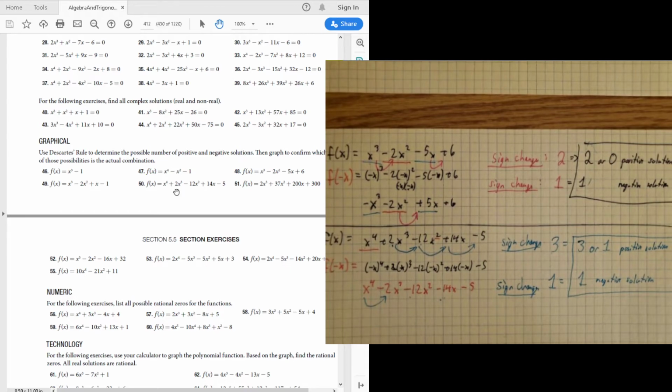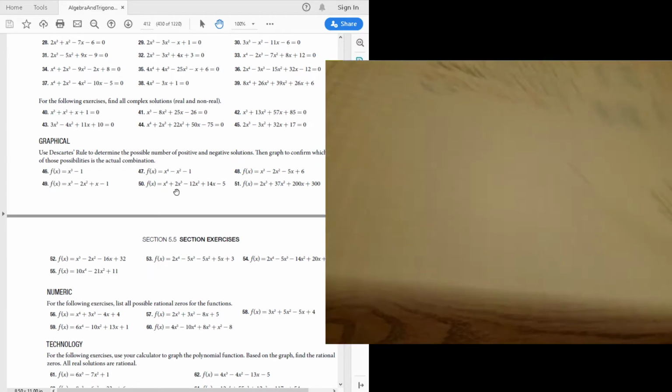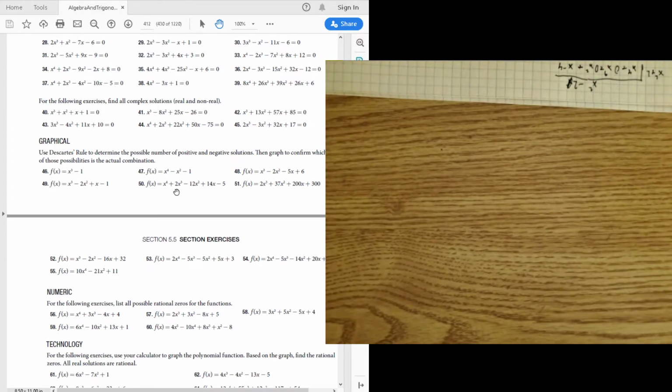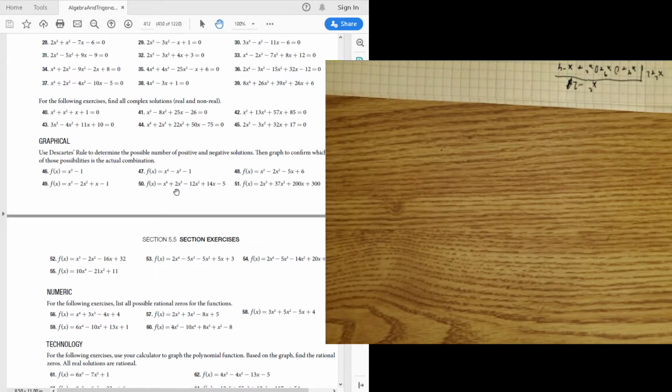So that is it for the section 5.5. If that's all you needed, you can go ahead and stop right here. But now I'm going to answer one of the questions we had from our homework. The question that I had was actually from section 5.3, and that was number 61. So let's go ahead and answer that question, and then I'm done for the day.